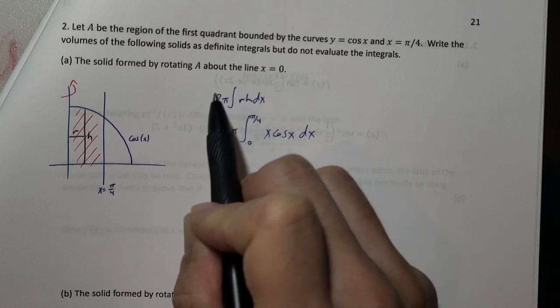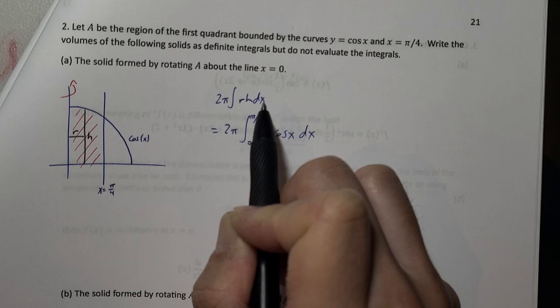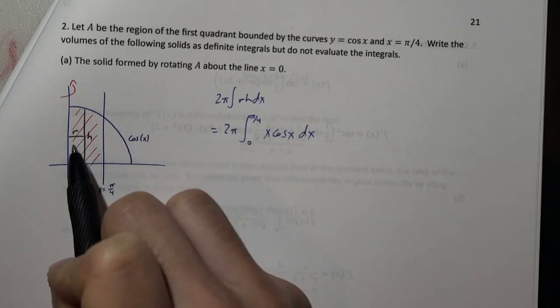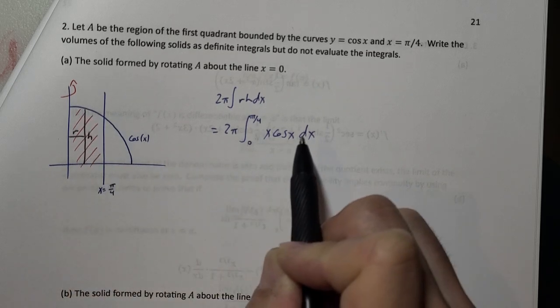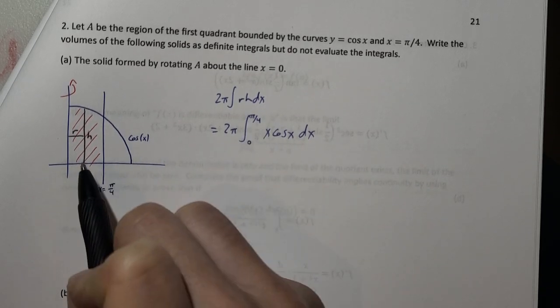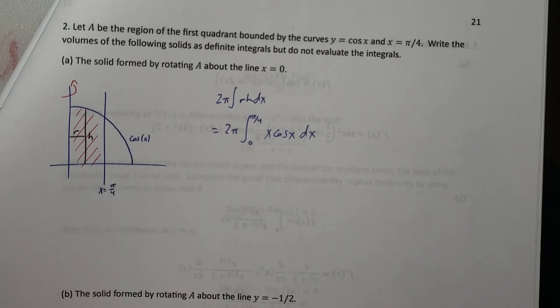So you have to remember the shell method is 2 pi integral r h dx. Okay, so again, r is this length here, which is just x. h is this length here, which is cosine x. Okay, limits of integration. We're integrating in terms of x, so it starts at 0, ends at pi over 4.